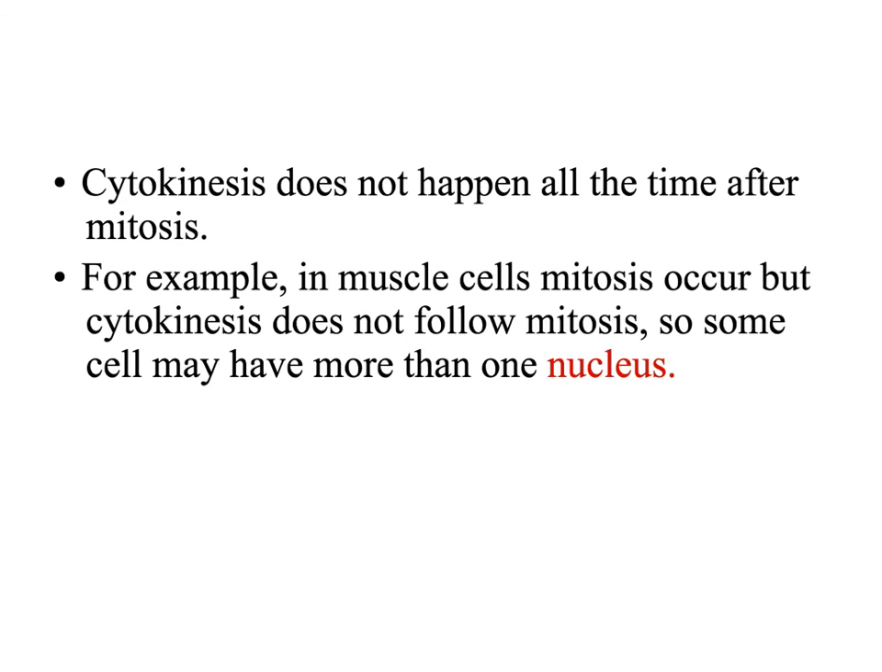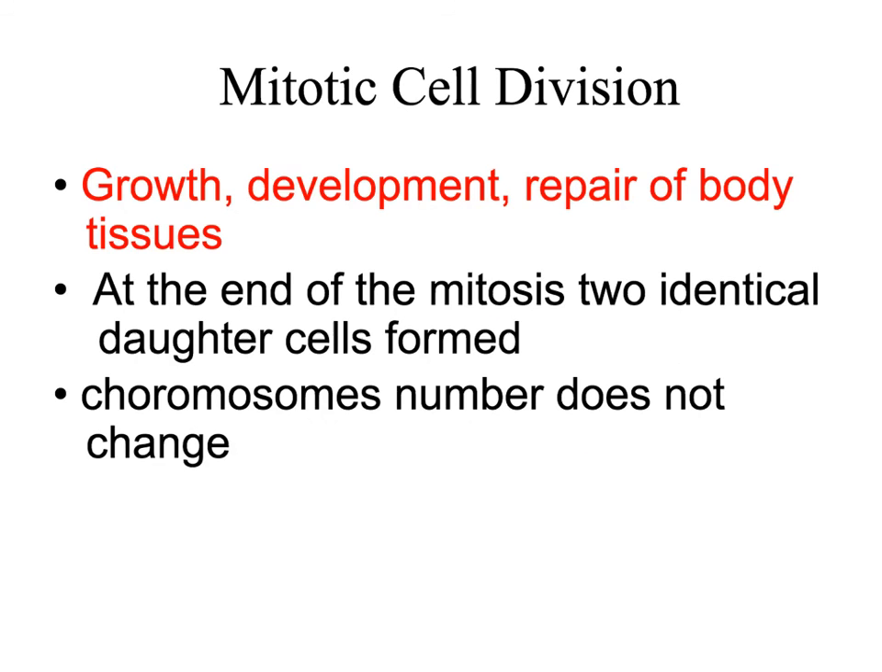Cytokinesis does not happen all the time. For example, in muscle cells, mitosis occurs, but cytokinesis does not follow mitosis. So some cells may have more than one nucleus, because the number of nuclei increases without cytokinesis. In multicellular organisms, mitotic cell division is used for growth, development, and repair of the body tissues. And at the end of mitosis, different from meiosis, the two daughter cells are identical to the mother cell, and the chromosome number does not change. There is no genetic variation in mitosis.